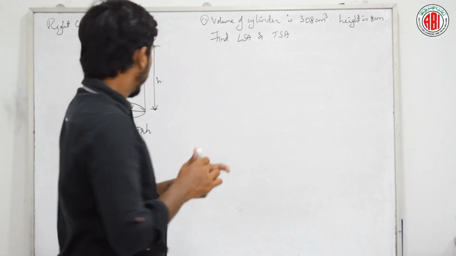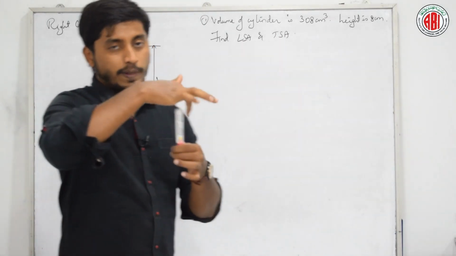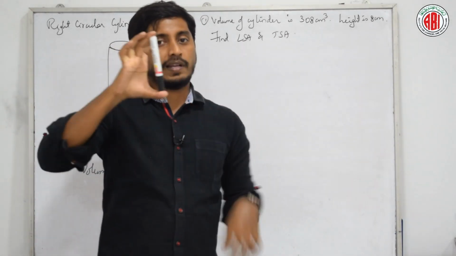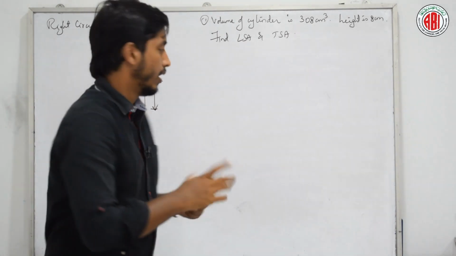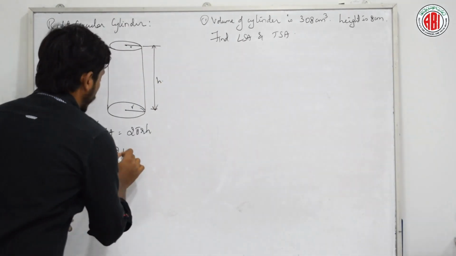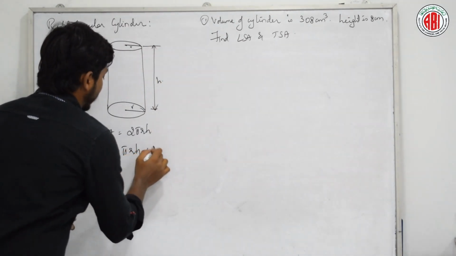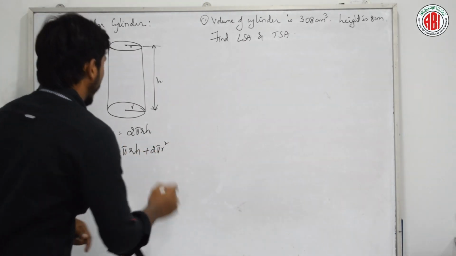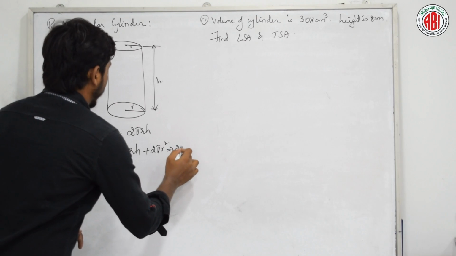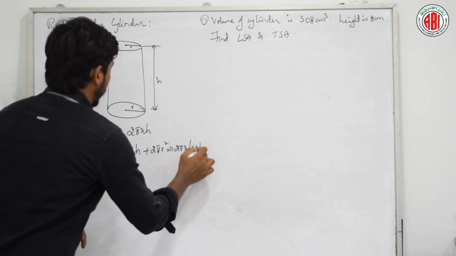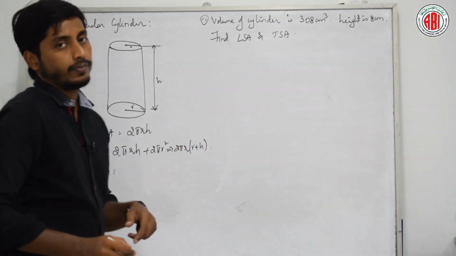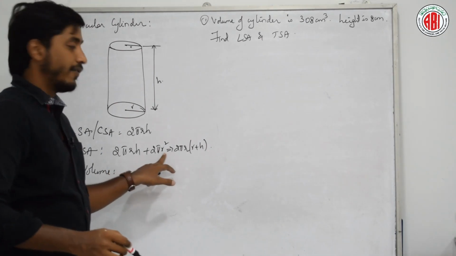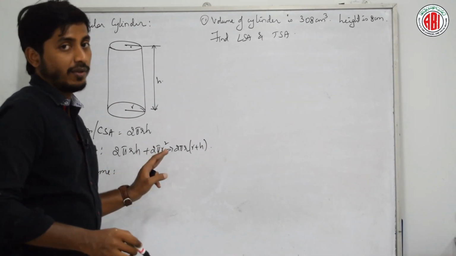Then what about the TSA? 2 pi r h plus pi r square plus pi r square. You can write it as 2 pi r h plus 2 pi r square. If I take common, this is popularly given as 2 pi r into r plus h. 2 pi r is here, 1 r is extra here, and 1 h is from here.